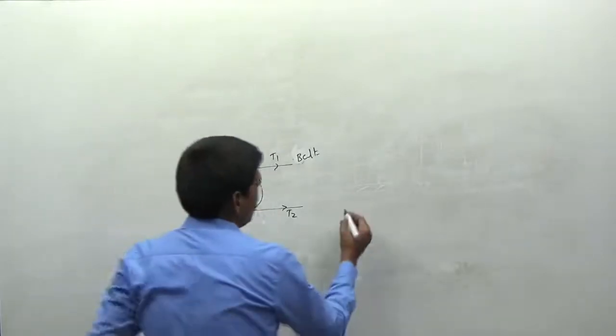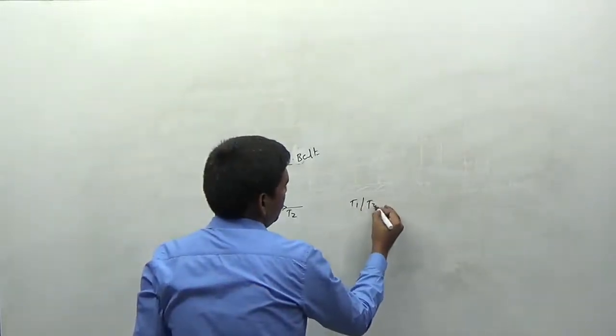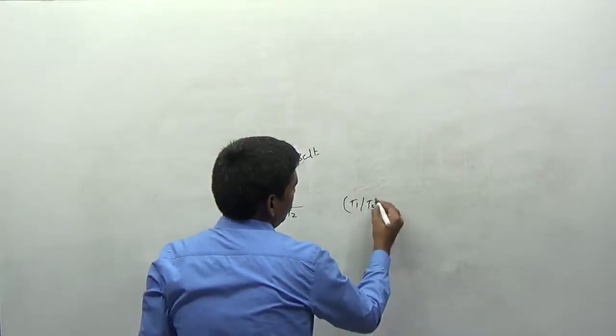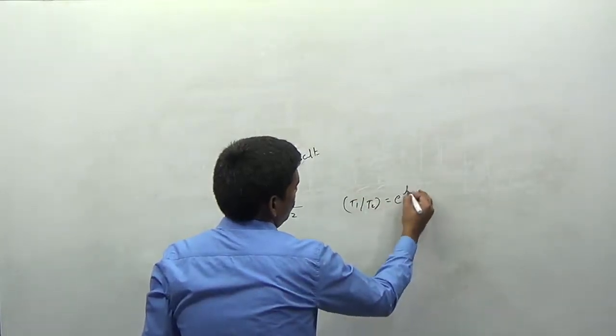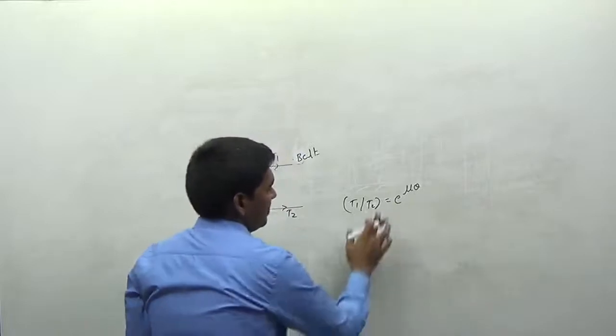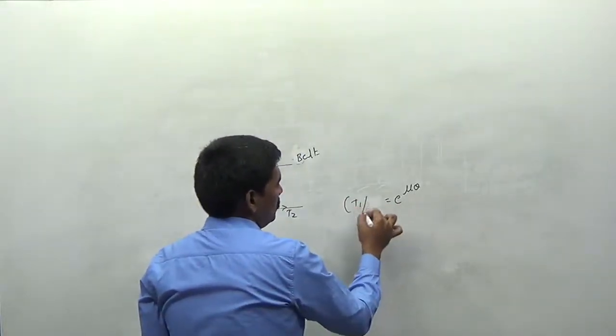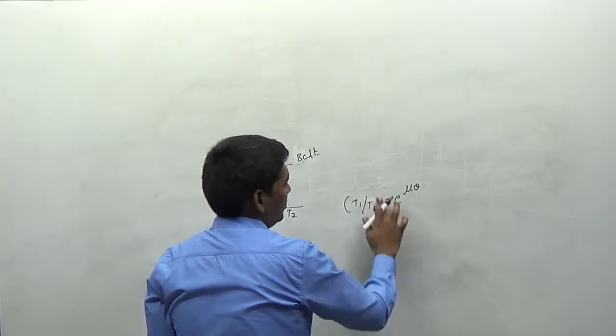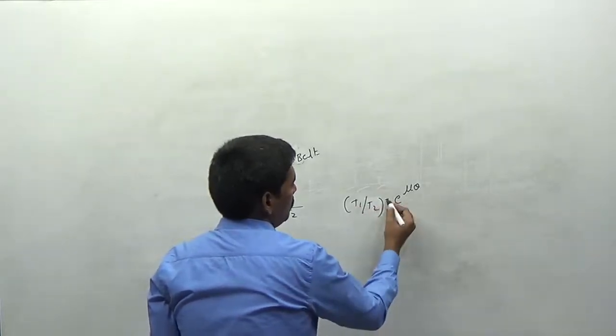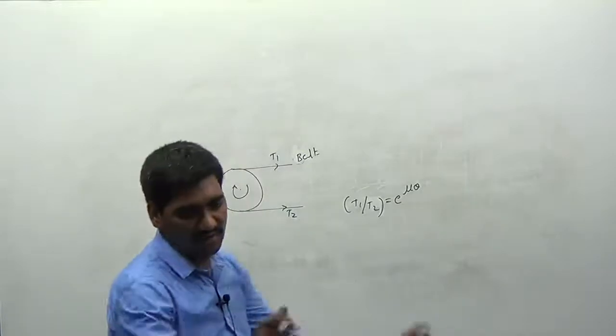And we have a relationship which is called T1 by T2. T1 by T2 is always equal to e power mu theta. So this is a very important relation here. Sometimes he will not give a problem, he may give the theoretical bit. So T1 by T2 is equal to e power mu theta, right?